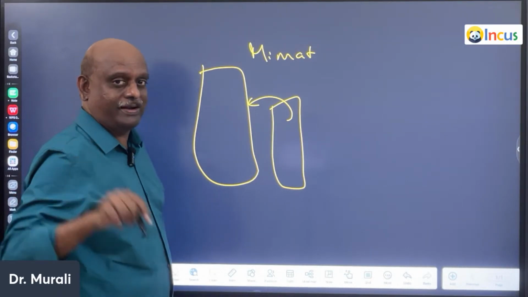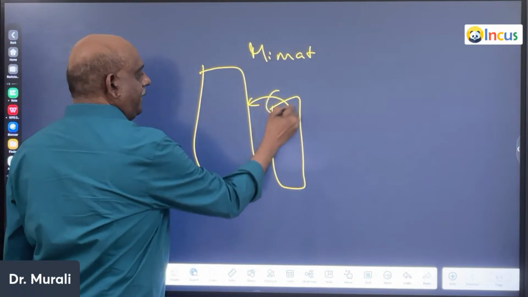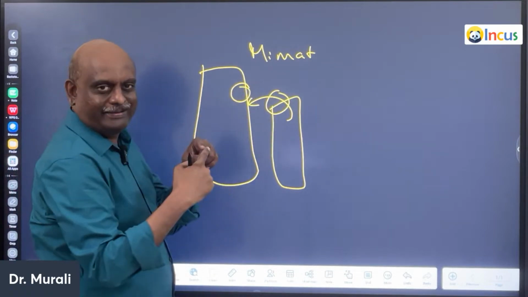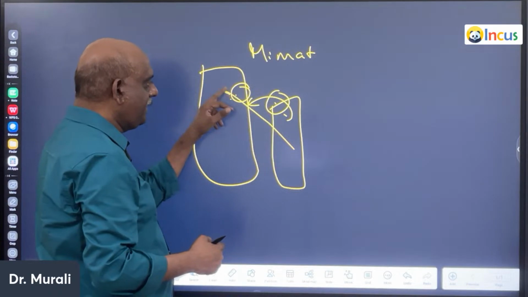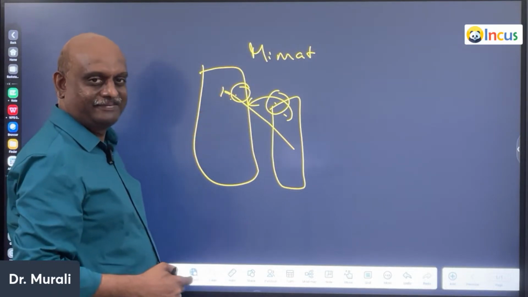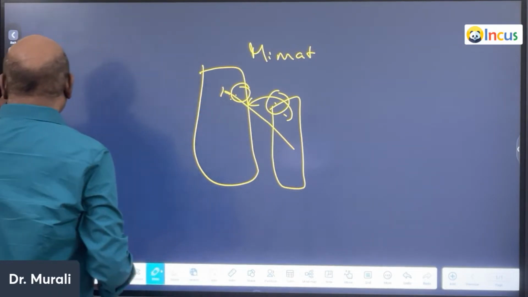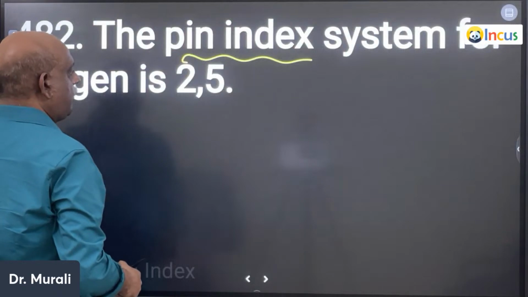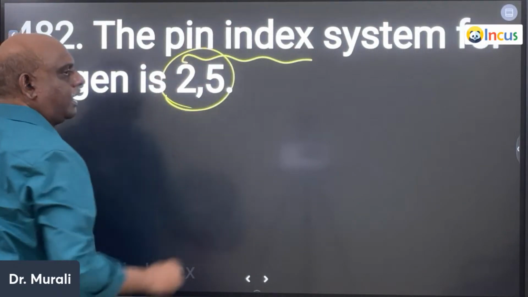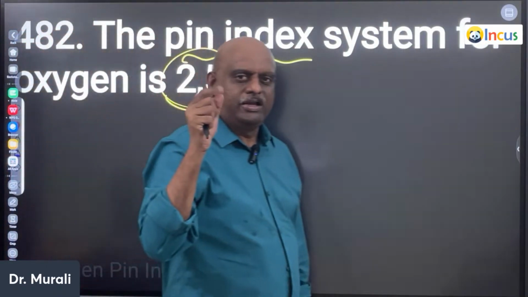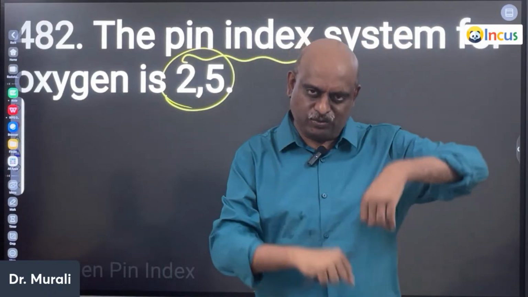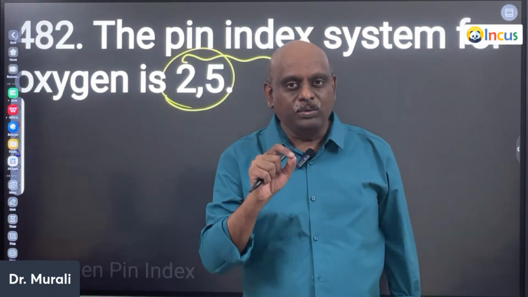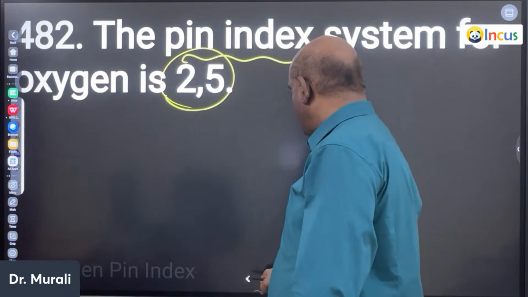So how do you overcome that? Fundamentally there is a lock and key model. The pin index should match, then only this particular cylinder will fit. That is what we call 2,5. It is like in the suitcase you will have a combination of numbers to open the suitcase. 2 and 5 is what you have to understand.